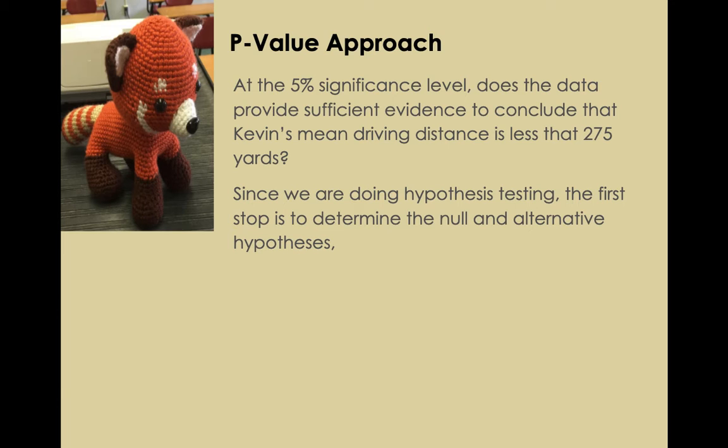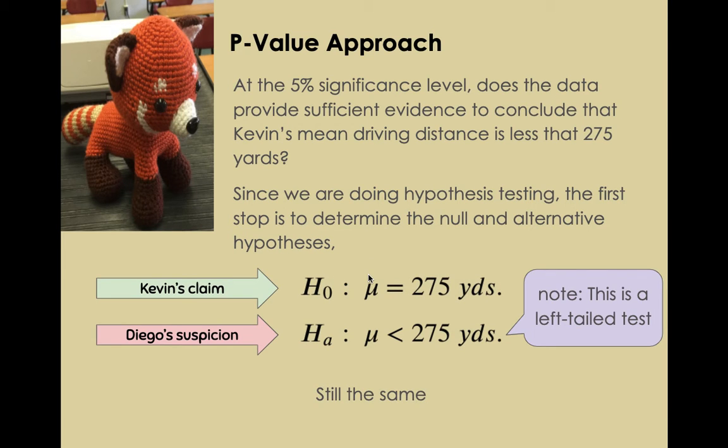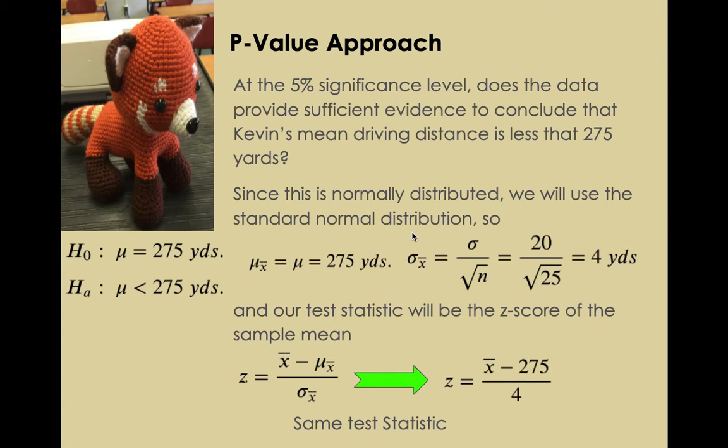We need to do our hypothesis testing, so we need the null and the alternate hypothesis. My null hypothesis is still going to be mu equals 275. My alternate hypothesis is going to be mu is less than 275. We are still the same. Nothing is different between a p-value approach and a critical value approach. We're assuming normally distributed, so we get our mu sub x bar and sigma sub x bar. Again, our test statistic is still going to be the z-score of the sample mean. So everything up to this point is exactly the same, no matter which approach we use.